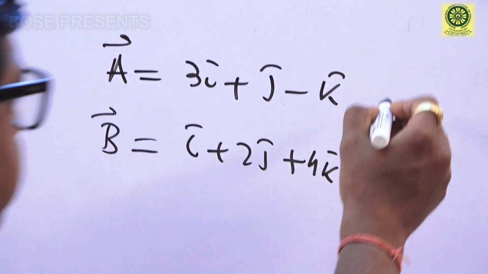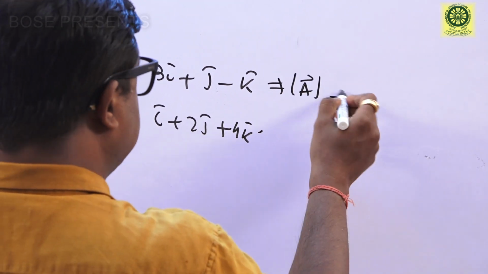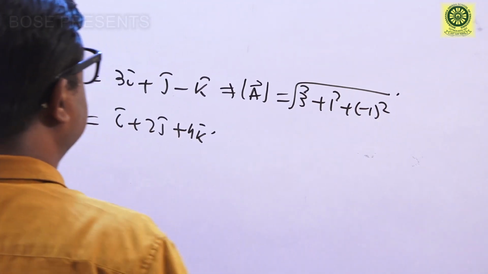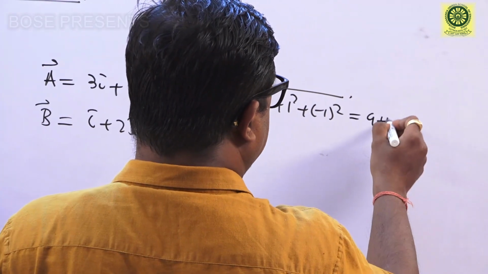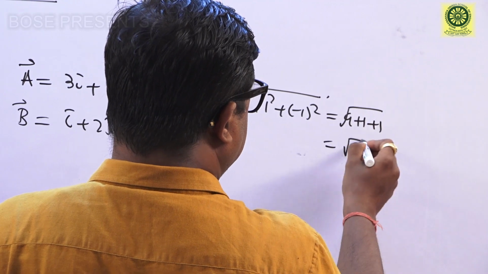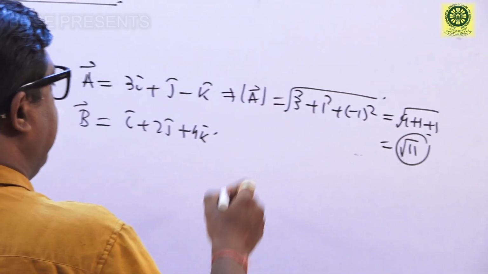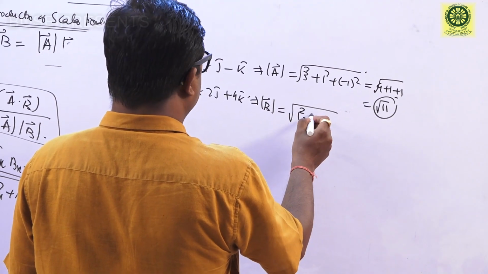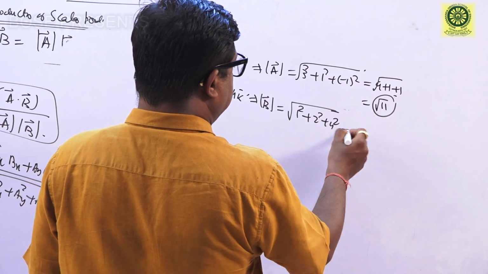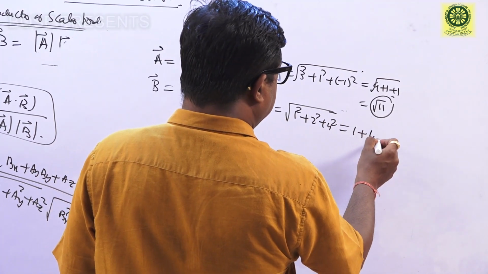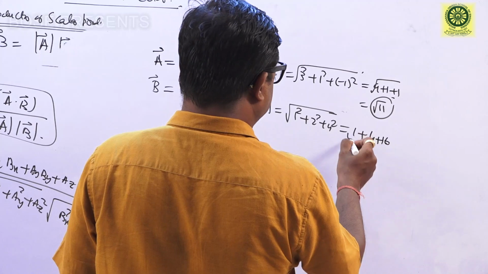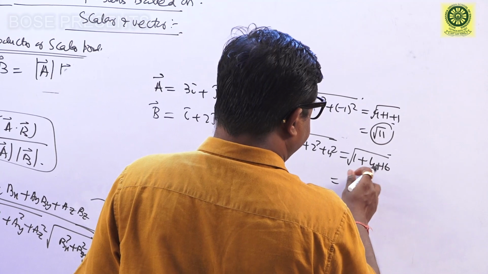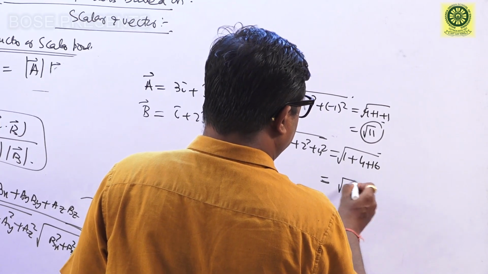First of all you have to calculate the magnitude of vector A. Magnitude is equal to the square root of 3 square plus 1 square plus minus 1 square, that is 9 plus 1 plus 1, that is root 11. And the magnitude of B is equal to the square root of 1 square plus 2 square plus 4 square, that is 1 plus 4 plus 16, that is equal to root 21.